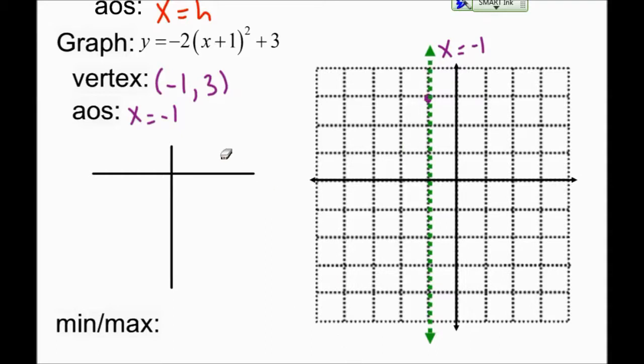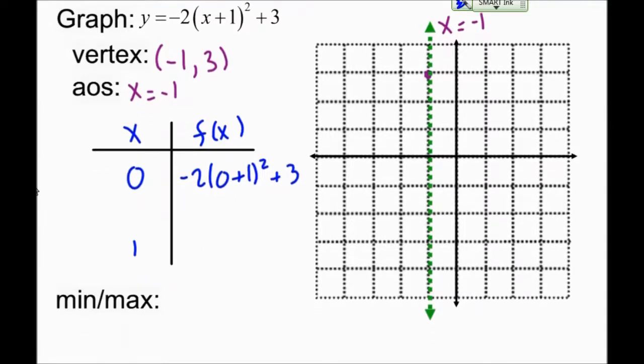Now what we're going to do is choose 2 x values on the right side of my axis. Then I'm going to use those values to find the corresponding y's in order to make some points. So let's start out with 0. 0 is over here, on the right side of my axis, and I also know 1 is on the right side. See, 1's over here. So let's start out by plugging 0 into this function. Negative 2 times (0 plus 1) squared plus 3.